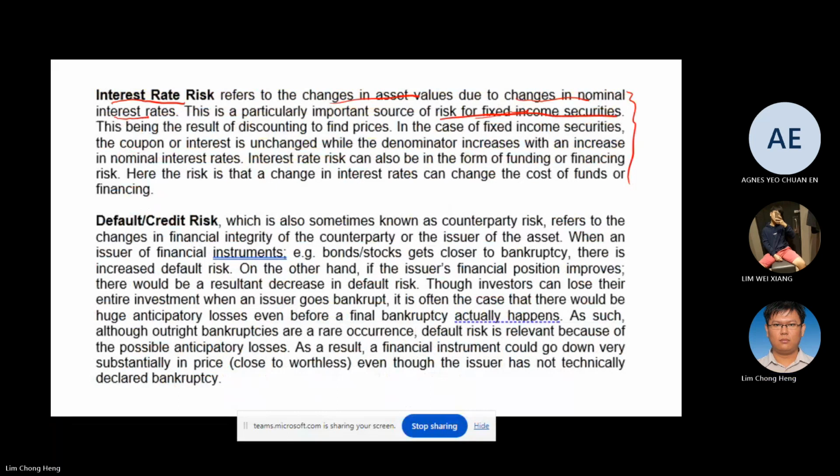Okay, we talk about the default risk. Default risk, or sometimes we call it counterparty risk or credit risk. This is when the counterparty is unable to perform what they promised to do. So in academic, they give you this kind of statement. But for the assignment, you need to tell me what happened in your company.